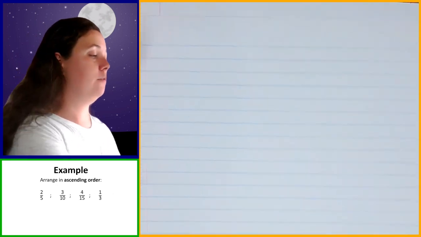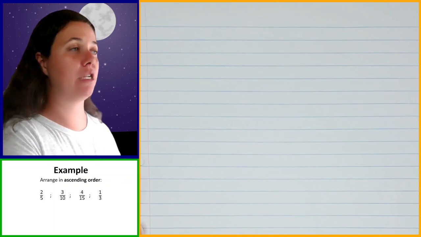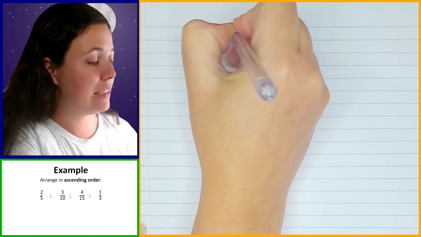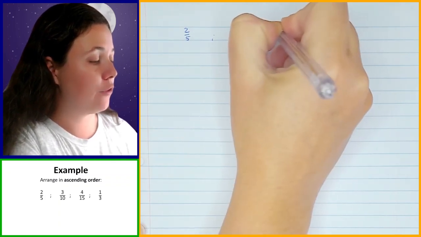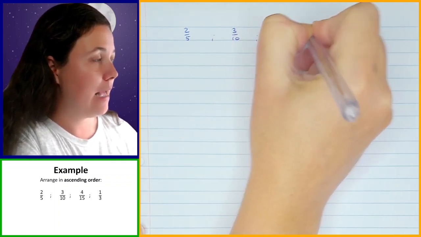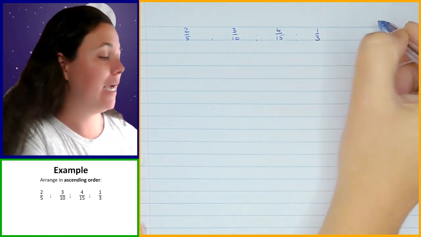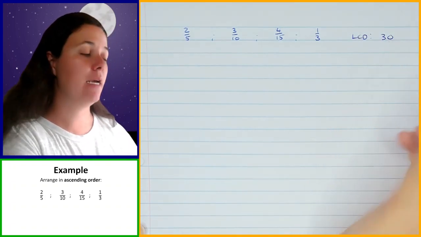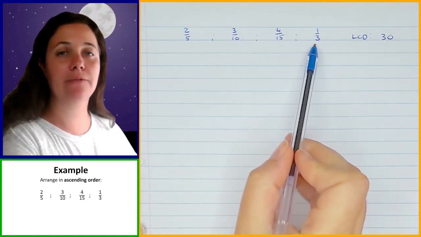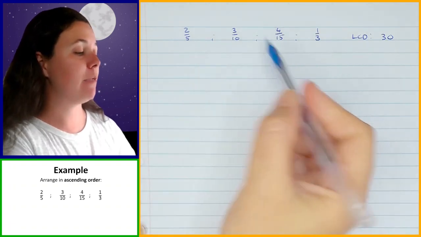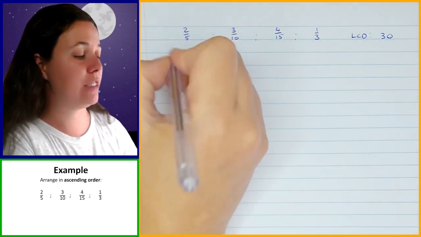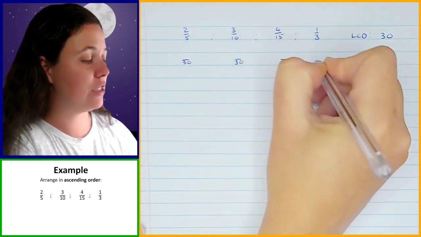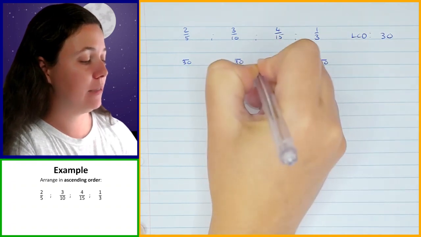So first of all, I've got the fraction 2/5. Then I've got 3/10. Then I've got 4/15 and 1/3. And I know that my LCD is 30. That is the smallest number that all four of these denominators can divide into evenly without any remainders. So I'm going to change all of these to something over 30. So this is going to be something over 30. This is going to be something over 30. This is going to be something over 30. And this is going to be something over 30.